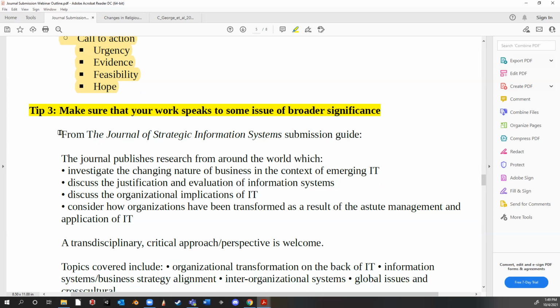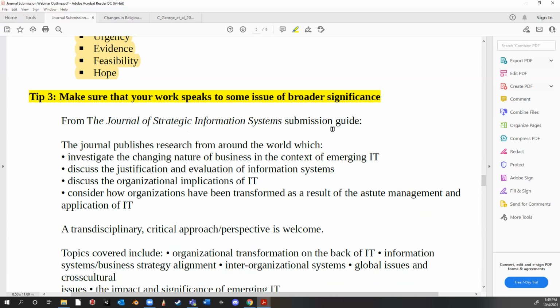So these are actually quotes from the journal's submission guides. This is the Journal of Information Systems submission guide, and they are interested in the changing nature of business and the context of the emerging IT. That seems like a really big idea compared to how IT is normally talked about in common parlance, right? Considering issues of organizational transformation, implications. A lot of these journals are very forward focused, in the sense of, what do we take this knowledge and do with it?